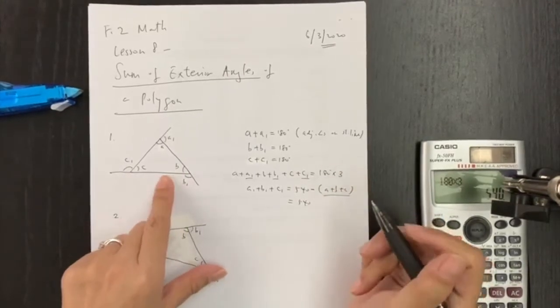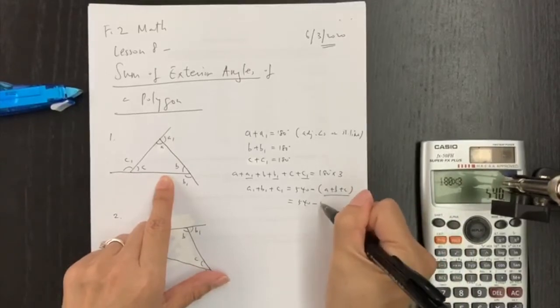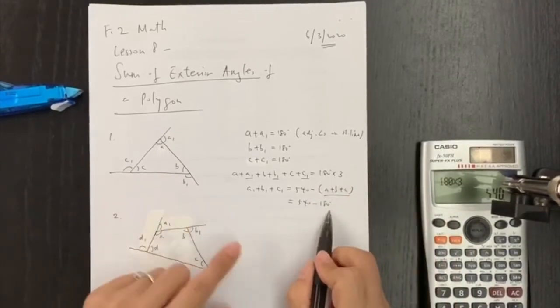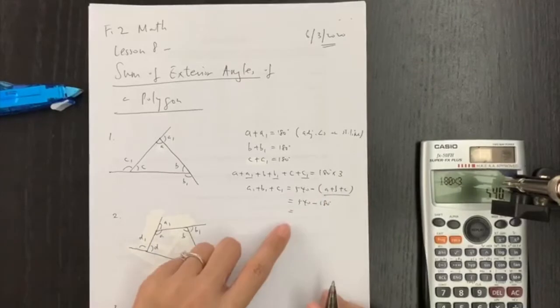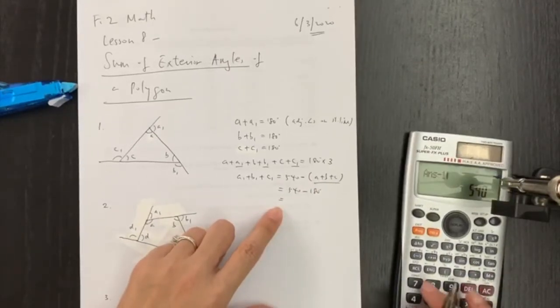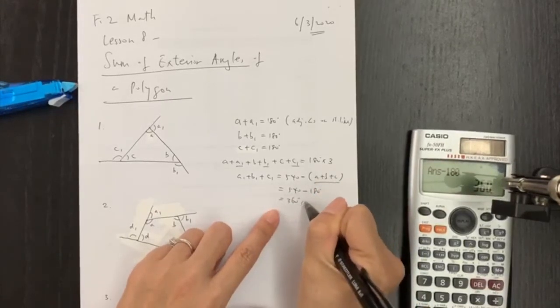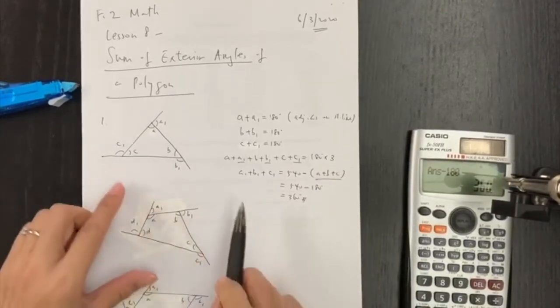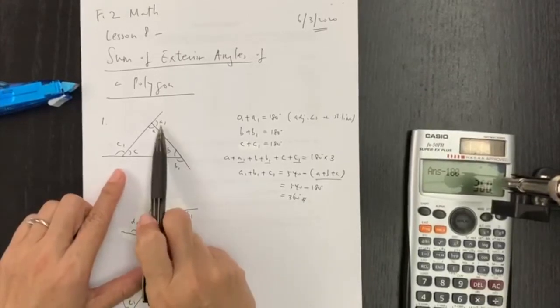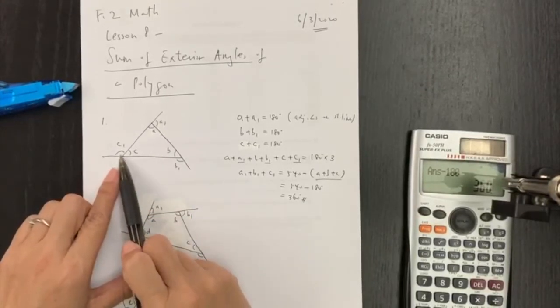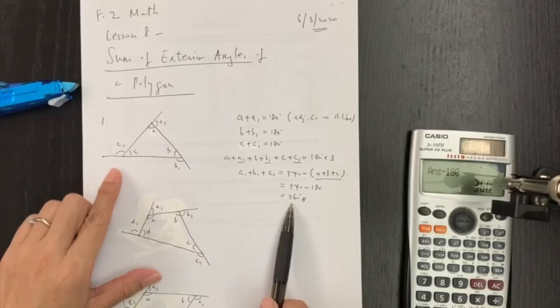This is a triangle, and a triangle has 180 as the sum of interior angles. So finally, 540 minus 180, which is 360. Therefore, the sum of exterior angles of a triangle is equal to 360.